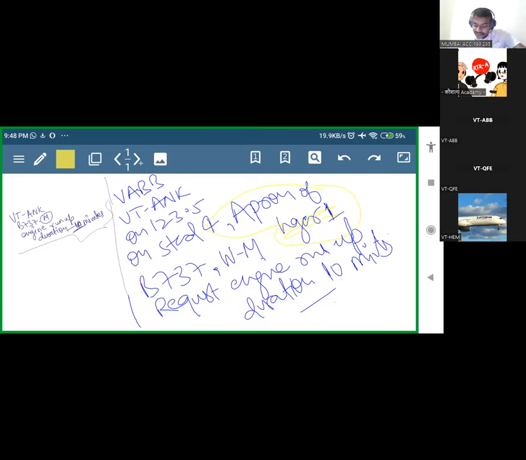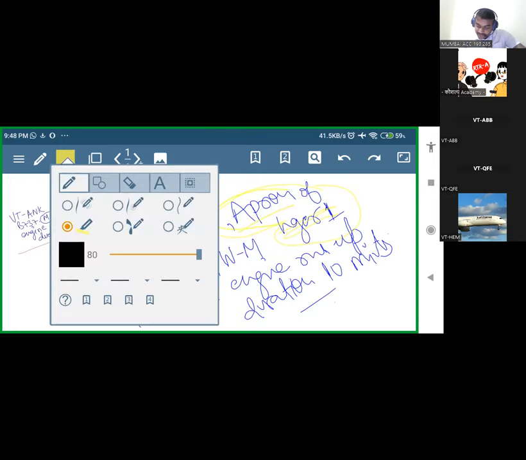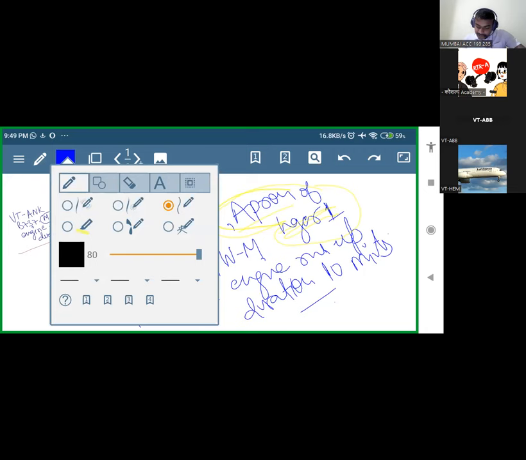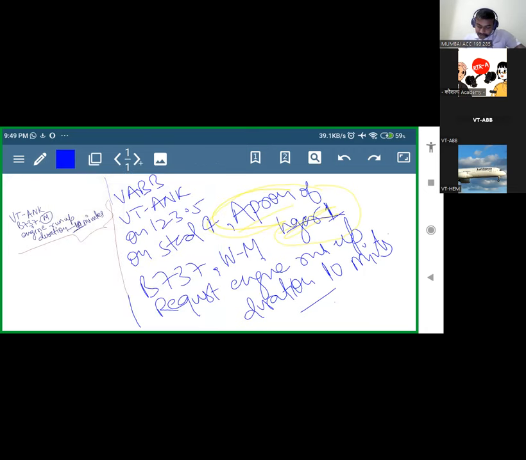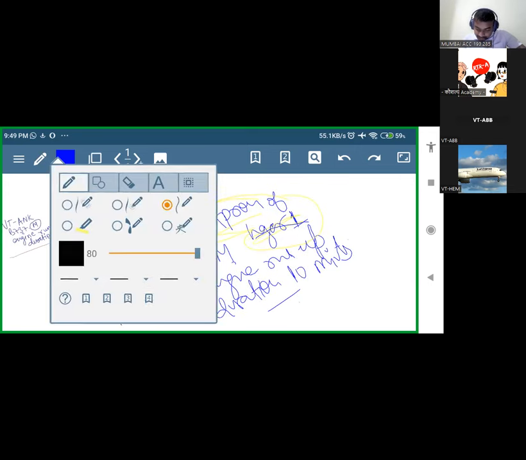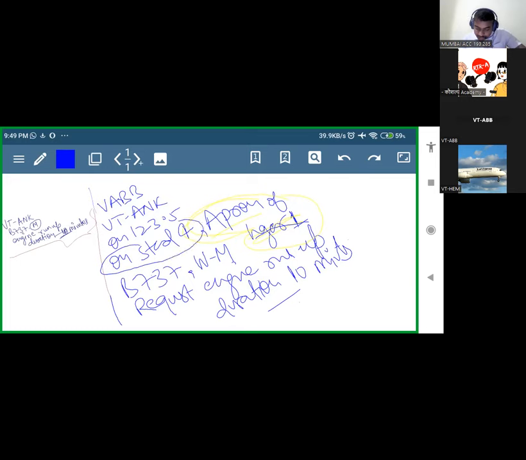Okay. So you said in front of hangar, right? Either you said in front of it, or you said apron of hangar 1. No, sir, in front of hangar 1. Okay, so that was the case of Begumpet Airport, right? No problem. And you used on two times, right? On 1, 2, 3, 4, 5, on a stand 4.